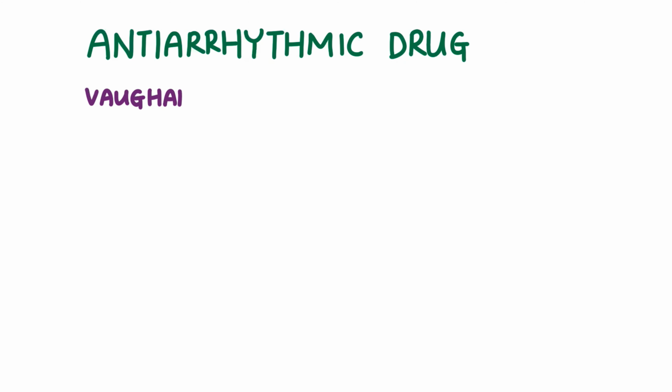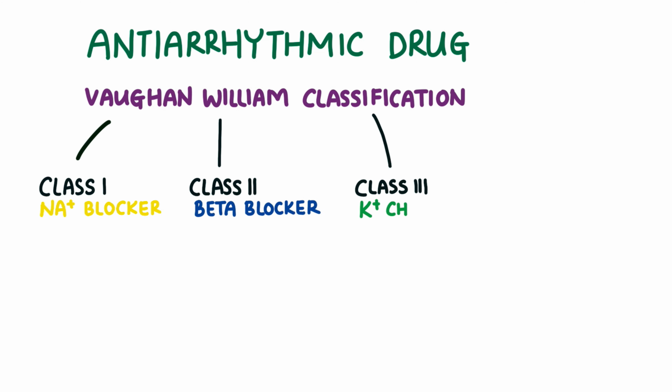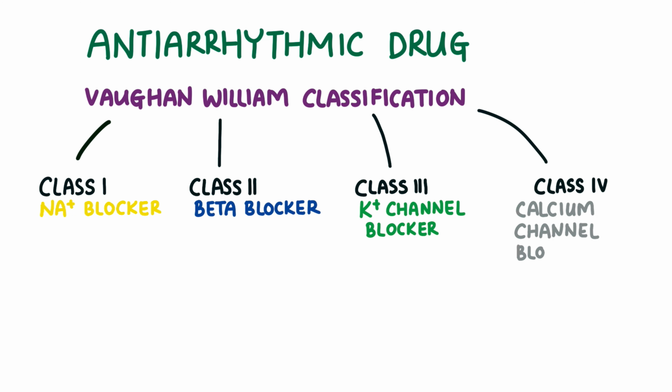Antiarrhythmic drugs are classified by the Vaughan Williams classification system into four main classes based on their mechanism of action. Class 1 are sodium channel blockers, Class 2 are beta blockers, Class 3 are potassium channel blockers, and Class 4 are calcium channel blockers. Now, before we break down each class, we need to understand the fundamental process that these drugs modify, the cardiac action potential.